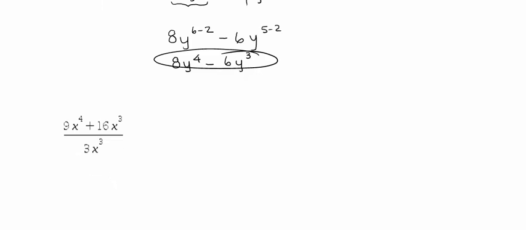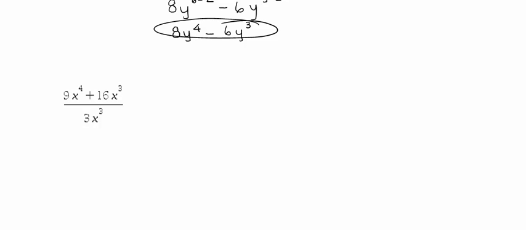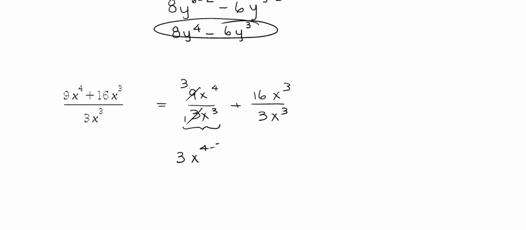Okay, so let's try another one. This one I'm going to separate out into 9x to the 4th divided by 3x cubed plus 16x cubed divided by 3x cubed. So now this simplifies, right? 3 goes into 3 one time, 3 goes into 9 three times. So I simply have a 3x and I have a 4 minus 3 as the exponent plus, well, 3 doesn't go into 16, so I'm just going to leave that as 16 thirds. And my x cubed cancel out. I have the same thing in the numerator and denominator, so that's just going to leave me with 16 thirds, and I have 3x, 4 minus 3 is 1, so it's just 3x to the 1 plus 16 thirds.